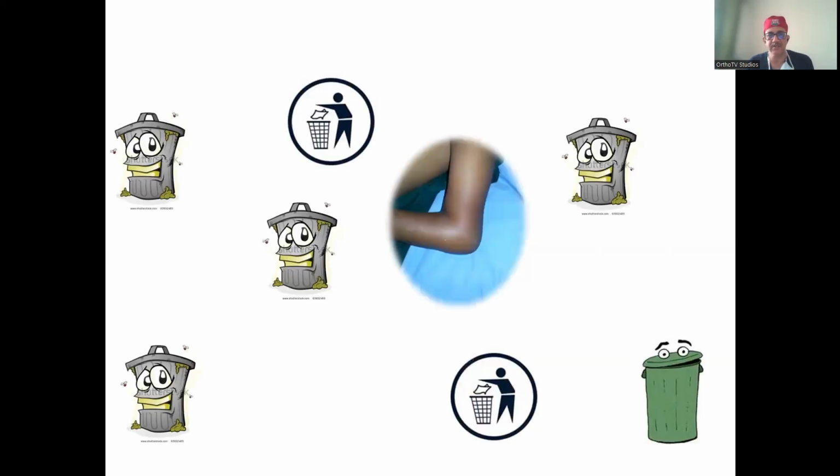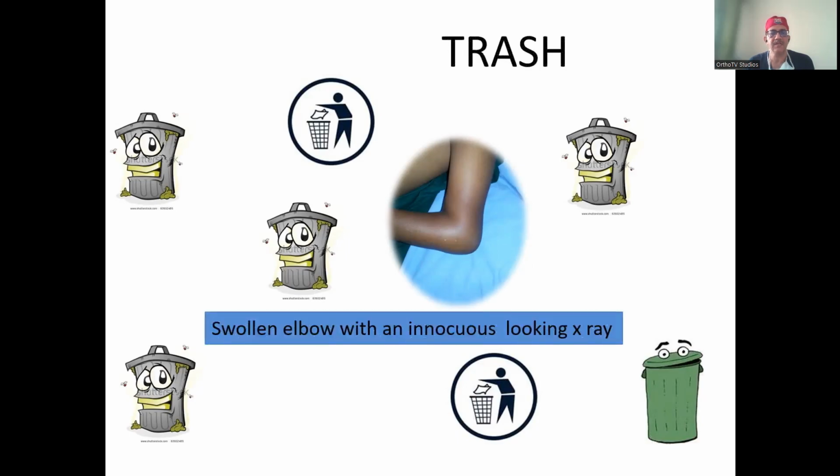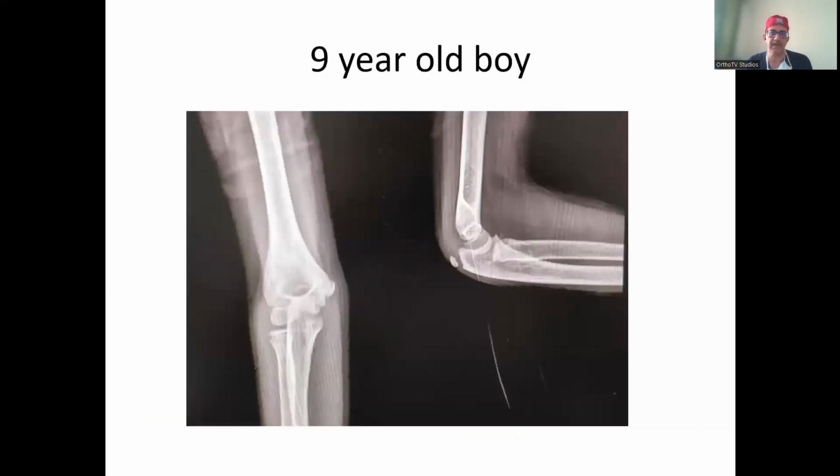as trash lesions. What is a trash lesion? A trash lesion is a swollen elbow with an innocuous or near normal looking x ray which might be thrown away in the dustbin, thinking it's trash. But these are the injuries which will always need some kind of surgical intervention. And if you don't diagnose them right, they have serious long term complications. Let us look at some cases.